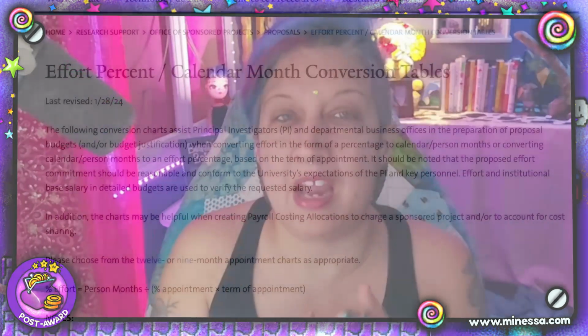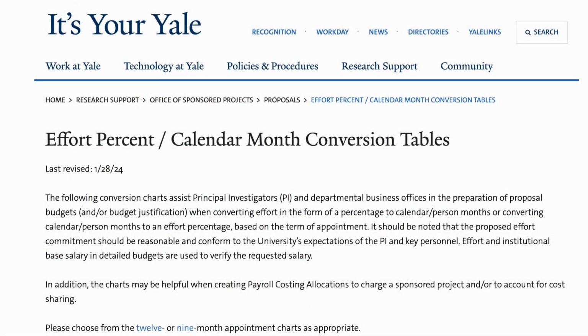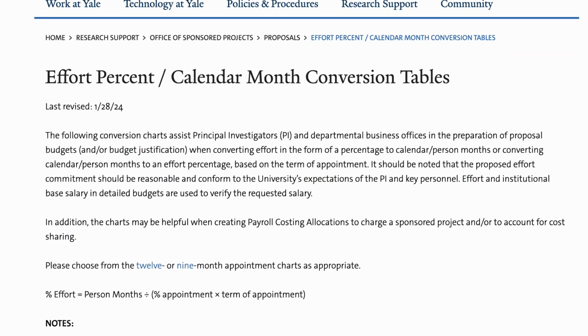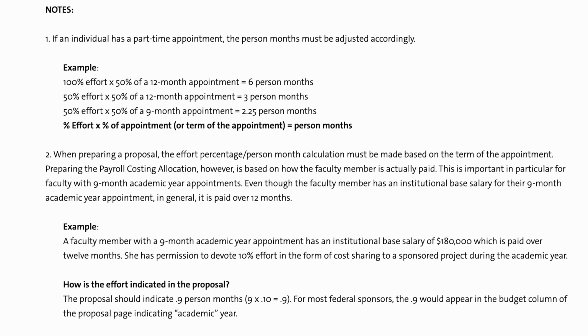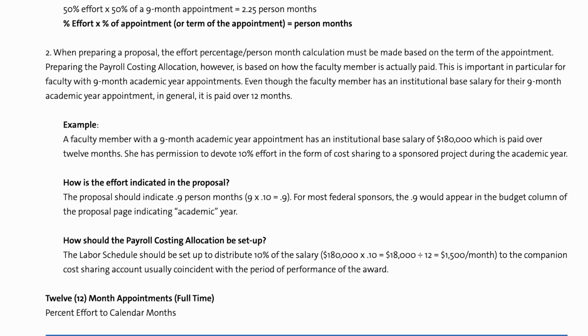Okay, so to calculate person months, you just multiply the percentage of your effort associated with the project times the number of months in your appointment. So for example, if you were to do 25% of a 9-month appointment, that would equal 2.25 annual person months, right? So if you annualize it, okay, 10% of a 12-month calendar year equals 1.2 calendar year months.